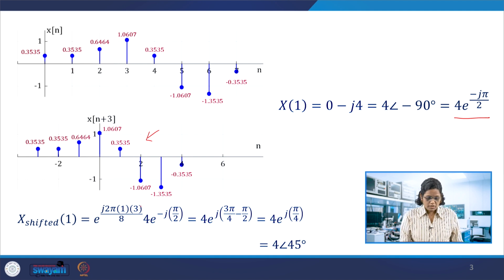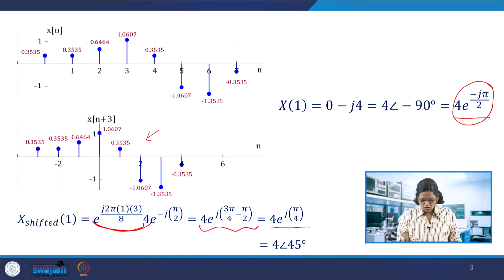So n becomes 3 here, and computing the shifted DFT using the unshifted one, the x of n, we get 4 e power j pi by 4. That is multiplying this with the factor e power j 2 pi 3 by 8, resulting in the phase change, not the magnitude change. There is a phase change from minus pi by 2 to 45 degrees. So the shifting causes the phase change.